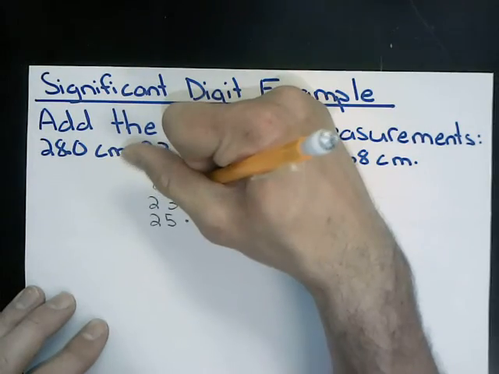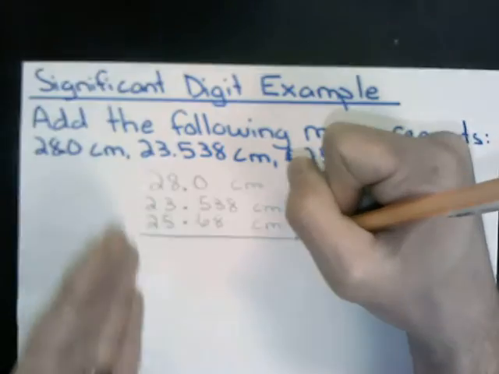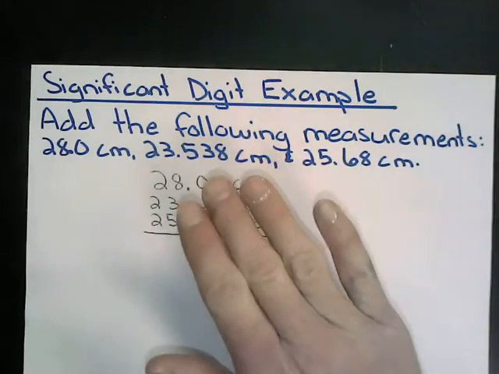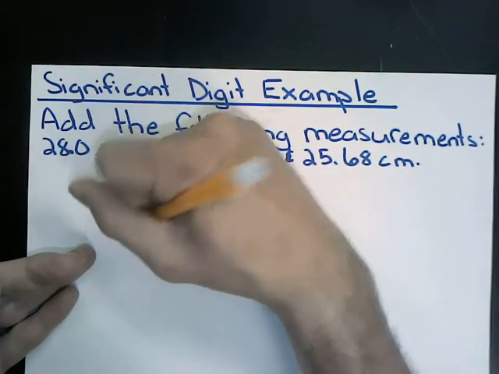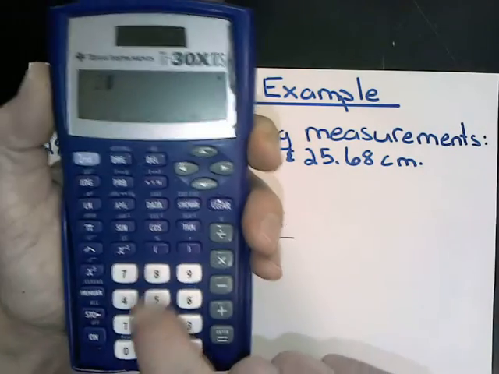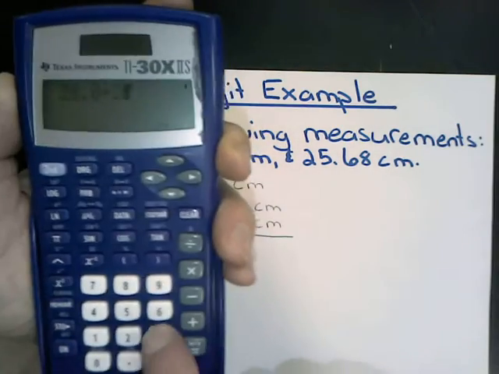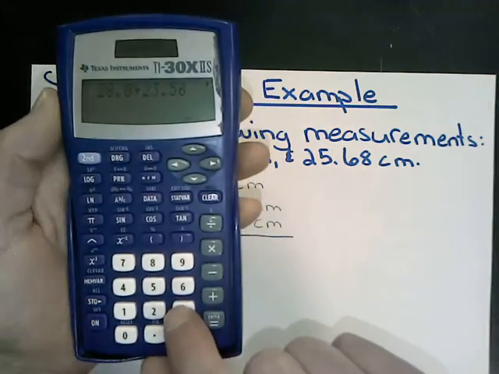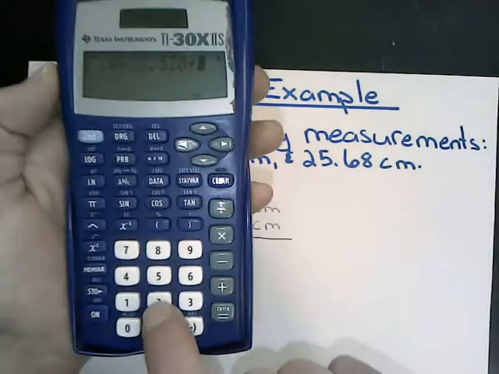Again, I'm emphasizing here that we have the decimals all lined up in one straight line. So what we need to do is put these numbers exactly as we see it in our calculator. So all I'm going to do here is take 28.0 plus 23.538 plus 25.68.